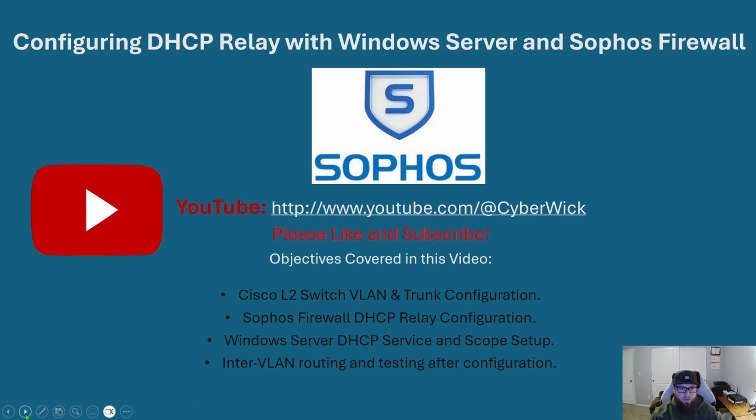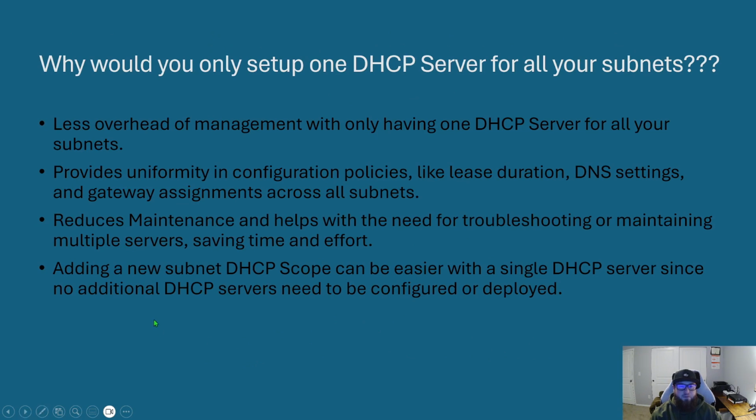So to get into it a little bit more, just to go over why you would set it up this way. Basically, why you would have a single DHCP server instead of having one on every single network would just be because of less overhead management. Only having one server for all your different scopes and subnets is going to be a lot easier to manage than if you had 10 or 20 different servers trying to serve 10 or 20 different networks.